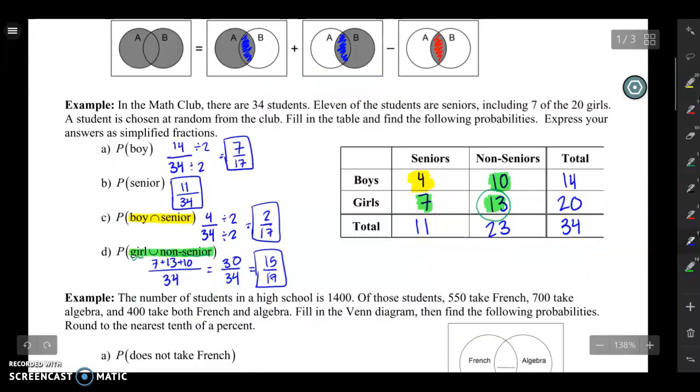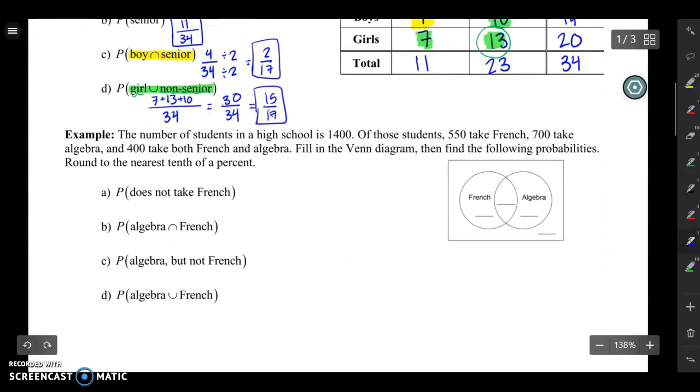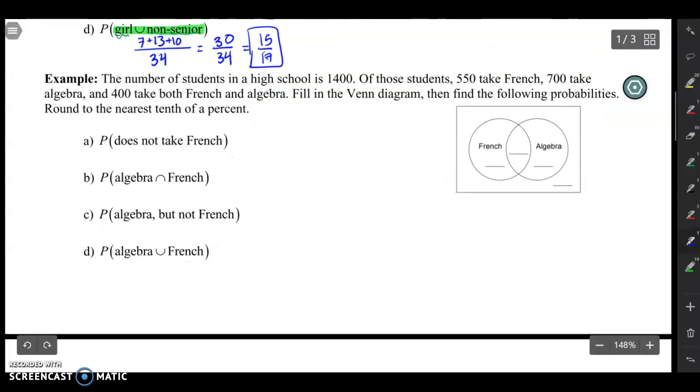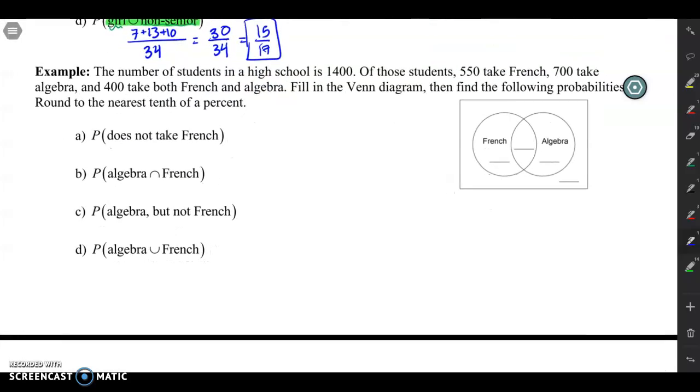Okay. Let's take a look at another example. So in this example, we're going to be looking at the number of students in a high school. So let's say there's a total of 1,400 kids in the high school. Of those students, 550 take French, 700 take algebra, and 400 take both French and algebra. So first, let's fill in our Venn diagram, and then we'll answer some questions about it.